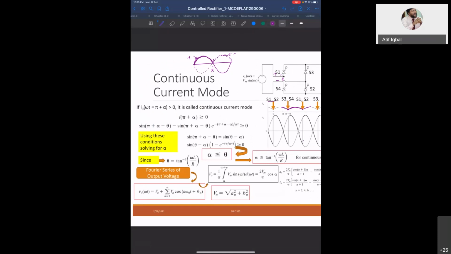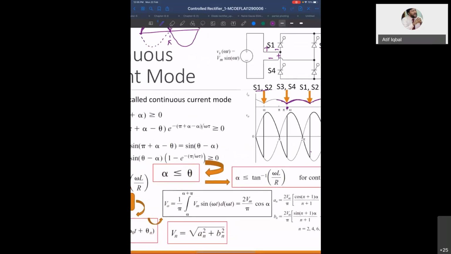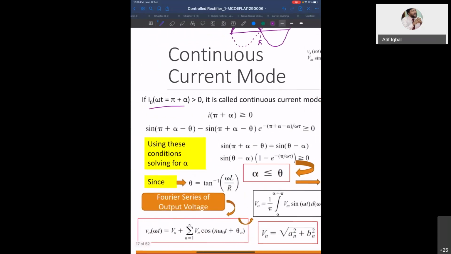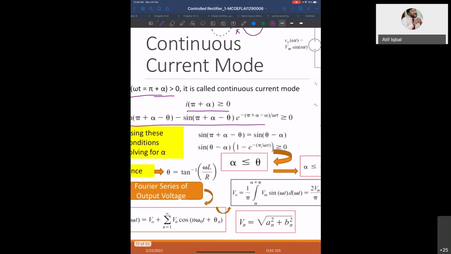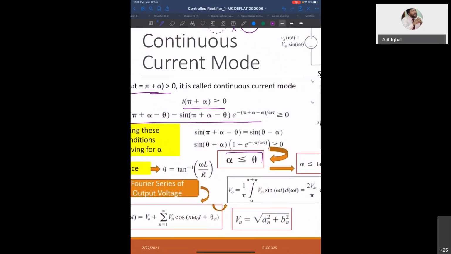So for the continuous conduction mode, the output current at pi plus alpha is greater than 0. At pi plus alpha, when you are turning on the other pair, the current is already more than 0. It is not becoming 0. Then it is called continuous conduction mode. For the current to be 0, you substitute in the current equation, and when we solve this, we get this condition: alpha should be less than or equal to theta. Then we get the continuous conduction mode. Remember this very important condition.